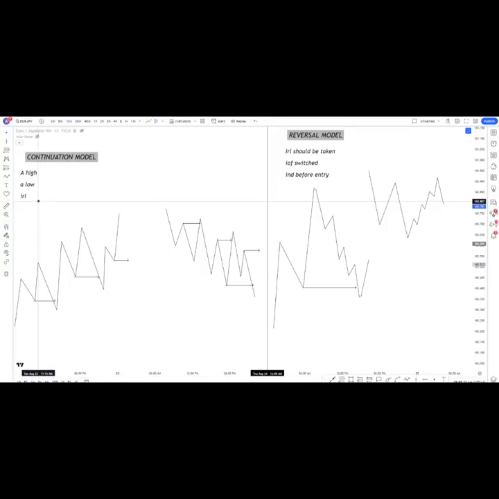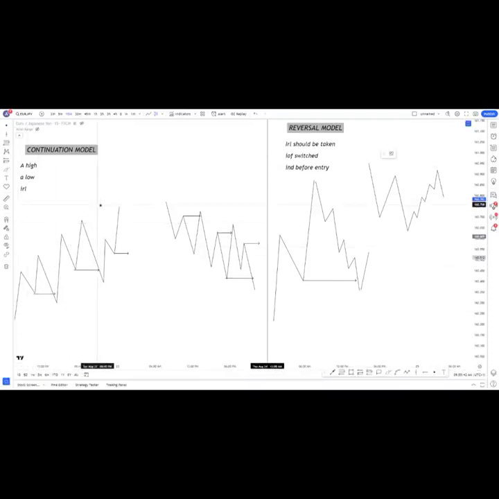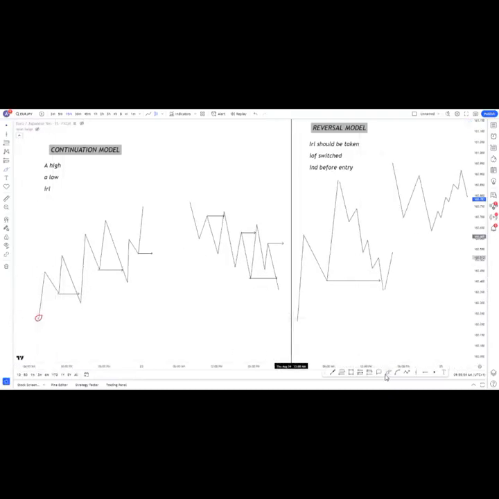In a continuation model, all you need is three things: a high, a low, and internal range liquidity. Then you take your entry, right? If price is buying, the first thing you want to wait for in a bullish market, to take a continuation trade, is your low. If this is our first low, what is the next? A high. This is the second high, and this was the last high that led to a break of structure. The next is what? Your internal range liquidity, which is it. So you want to take your entry below the internal range liquidity.